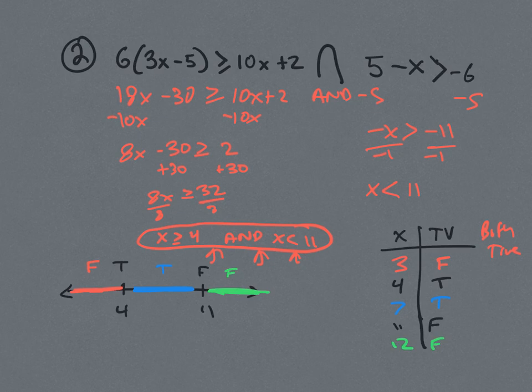On my tick marks, I need some sort of circle. For 4, that's true, so I fill it in. For 11, that's false, so it's open. And then I'm going to shade in between. My answer is that yellow shaded area, and my interval notation goes bracket 4, left to right, comma, 11, parenthesis.